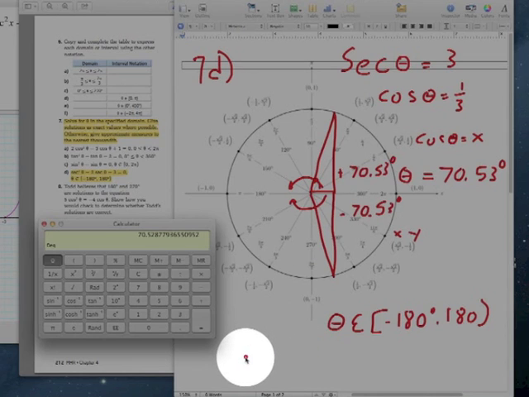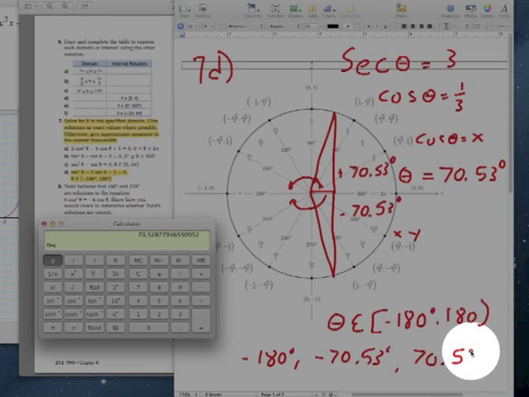So the final set of answers is minus 180 degrees, negative 70.53 degrees, and 70.53 degrees. Those are our answers for this situation. Hopefully you found that useful, and that's the last of the examples for homework in question 4.4.